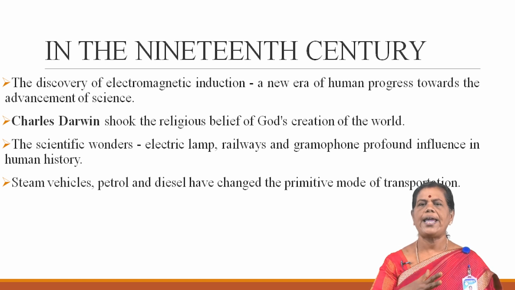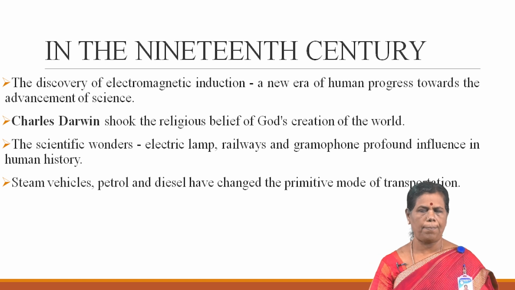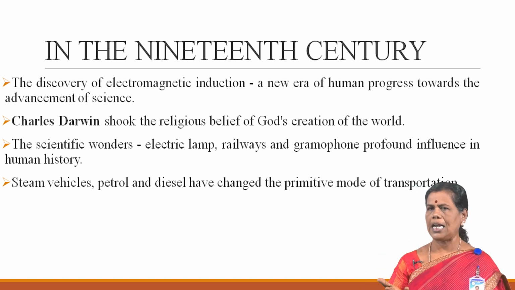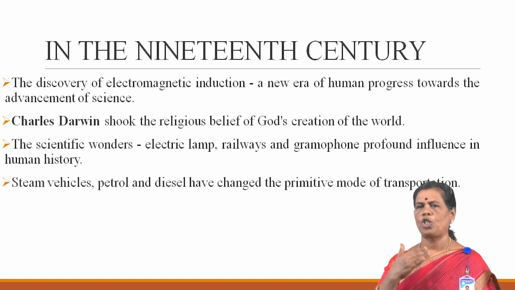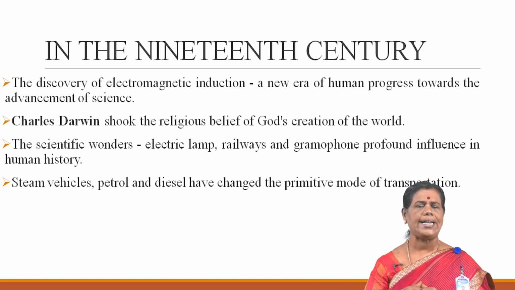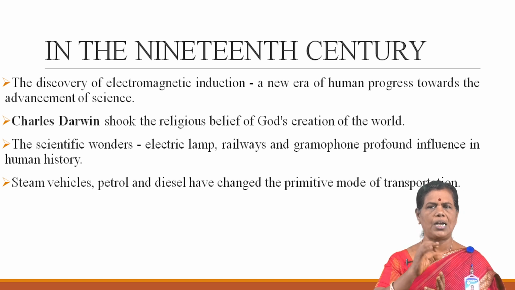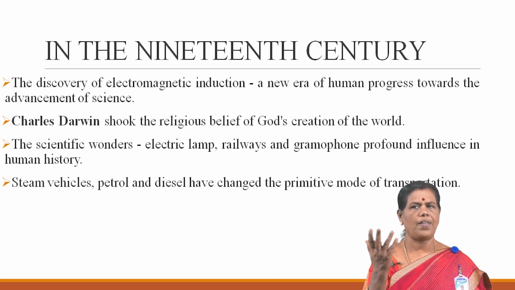And in that age, the scientific wonders included the electric lamp. Thomas Alva Edison made 1008 inventions, and the most important one is the electric lamp. And then railways.